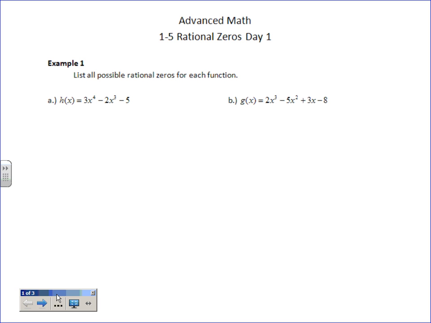But now you start talking about numbers like, say, the square root of 2. That's not rational. Because you can't write that as a fraction. A lot of times you want to look at the decimal. If the decimal repeats or terminates, you can write it as a fraction. If it goes on like gibberish, like the square root of 2 does, then you cannot write it as a fraction. So right here, all I want you to do is list all possible rational zeros for each function.